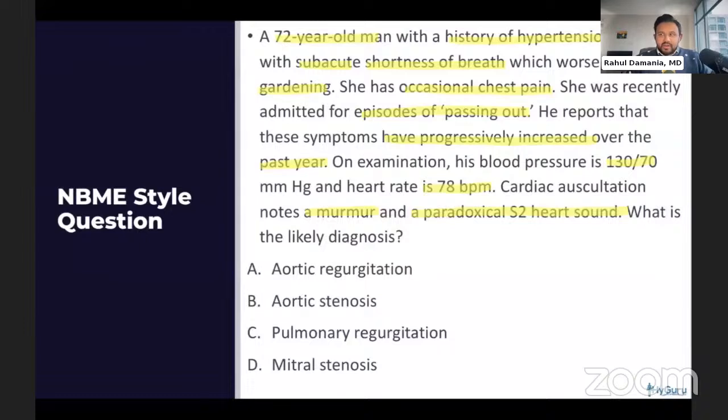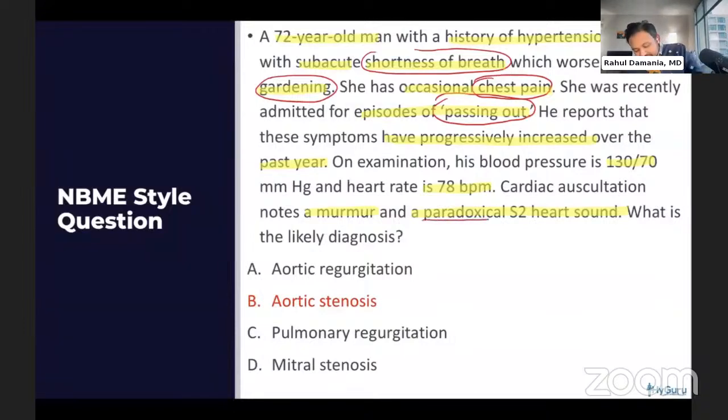Excellent. Very good. Many of you are going to say B, aortic stenosis. You're absolutely correct. Recall that the triad is going to be dyspnea, which is an exertional dyspnea because the aortic valve is going to be stenotic. You can't get blood out. Syncope and angina. Okay, so this is the triad that is going to be present.